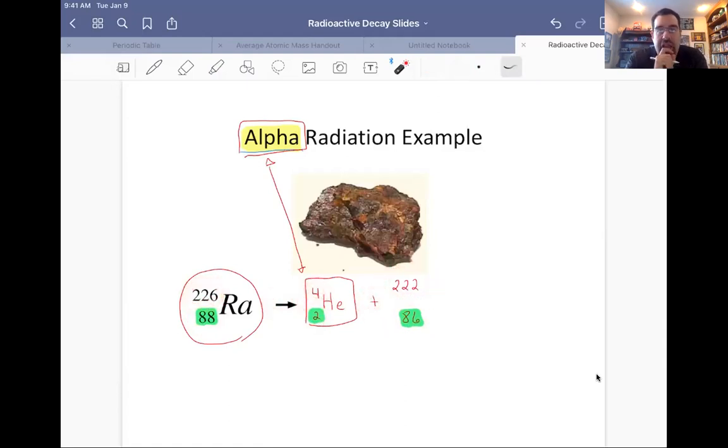And so now here's the last question. If I had 88 protons and the element was radium, and now I have 86 protons, is the element still radium? Yes or no? Is the element still radium? Thank you so much. I appreciate your participation.